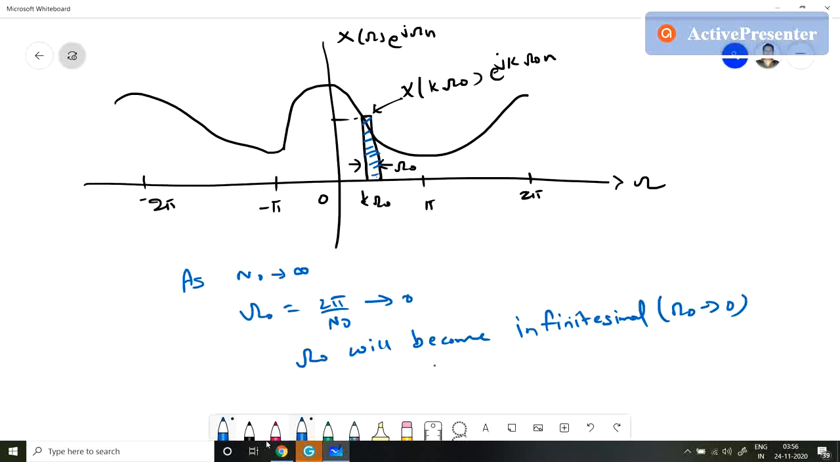So when N0 tends to infinity, x[n] is equal to 1 divided by 2π. We are going to integrate X(Ω) e raised to the power jΩn over that interval of 2π. If we integrate this X(Ω) e raised to the power jΩn over that 2π, then we will get x[n].